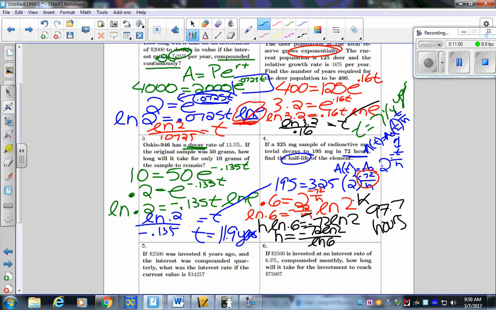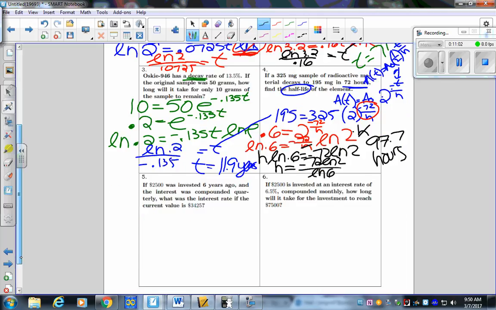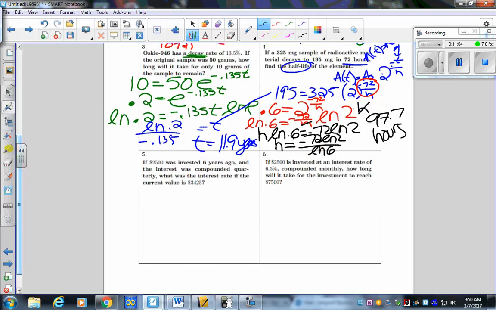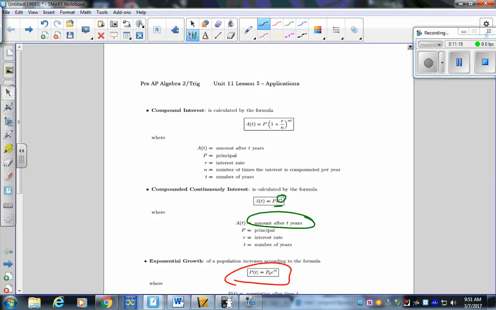All right, our last two are dealing with just compounded interest, not compounding continuously, just interest. All right, so if $2,500 was invested 6 years ago and the interest was compounded quarterly, what was the interest rate if the current value is 3,425? So we're saying compounded quarterly, that's 4 times. So when we take a look at our formula over here, okay, we're saying how much we ended up with, how much we invested, R is the rate, N is how many times per year, and T is the total number of years that you're doing your compounding.